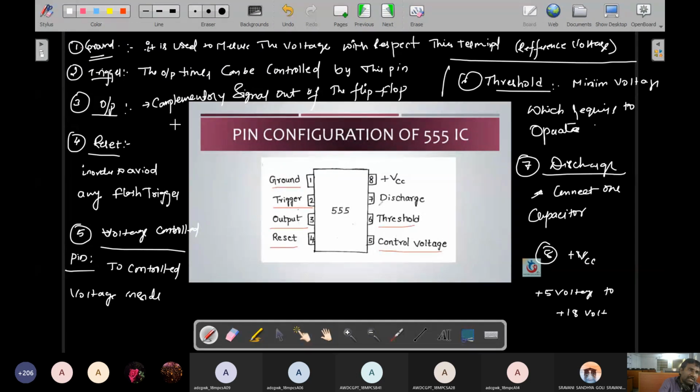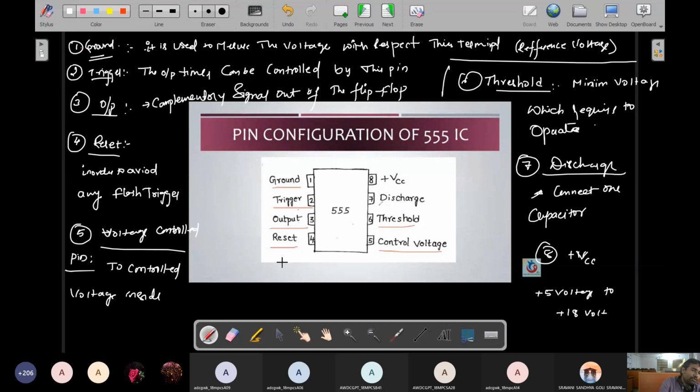And output is nothing but a complementary signal output of the flip flop, because inside, one flip flop is used, that flip flop gives the complementary output, which is also used by the flip flop inside. Okay, and the fourth point is reset. Actually, this fourth pin is not used.